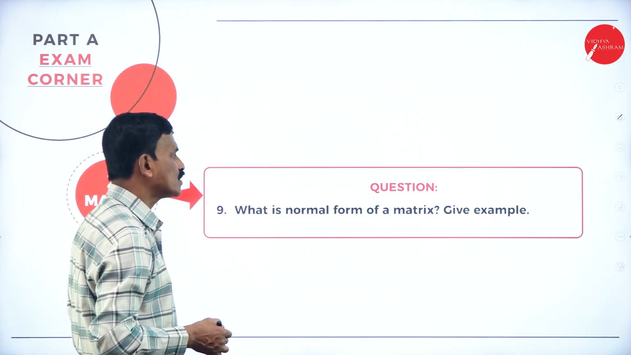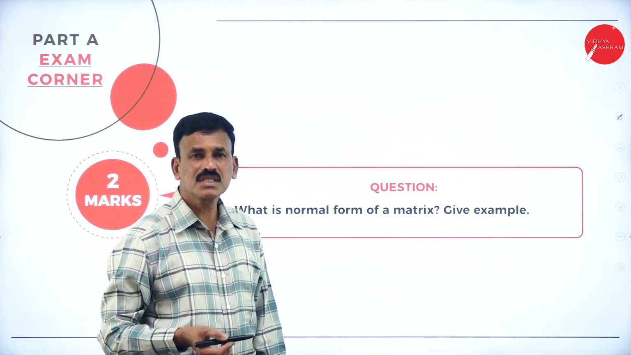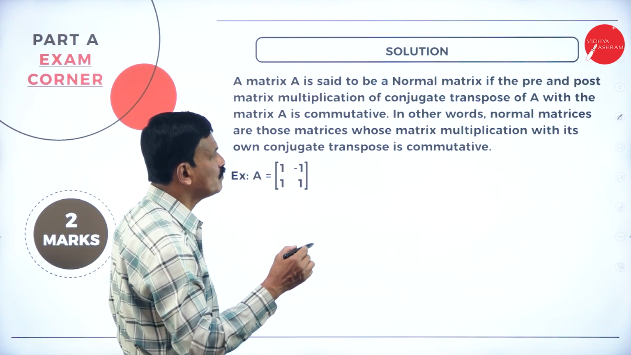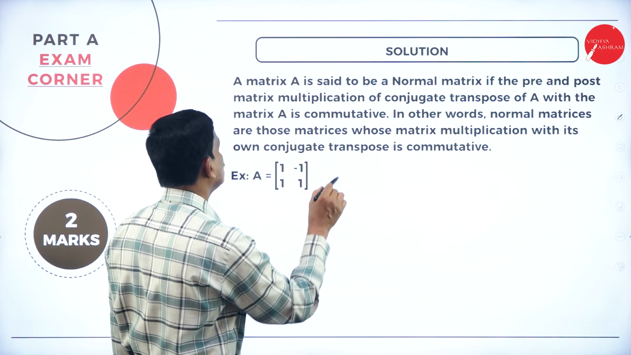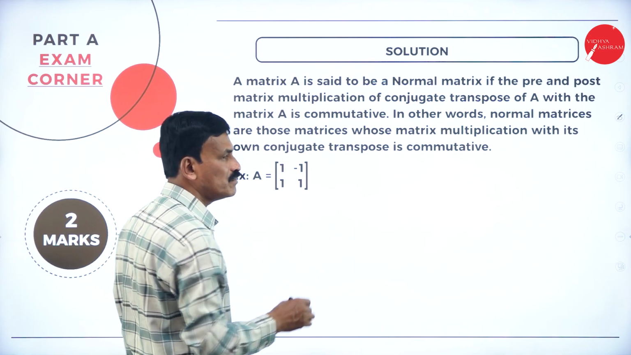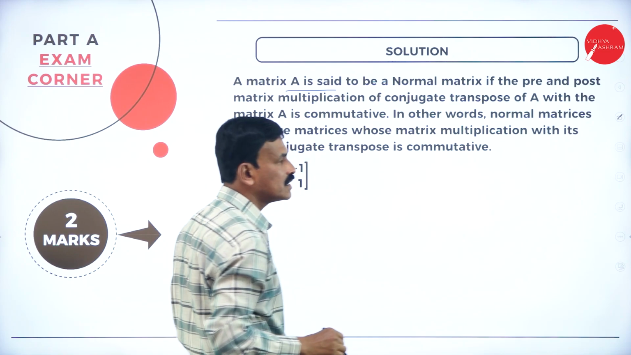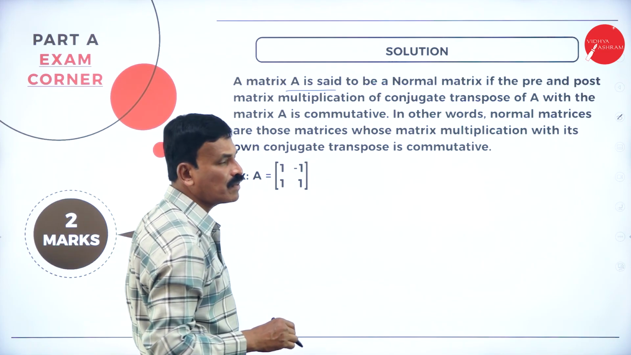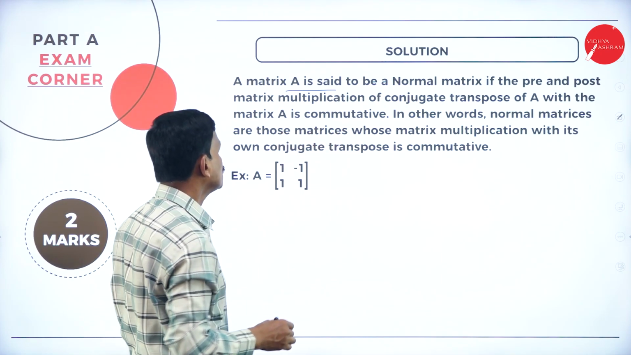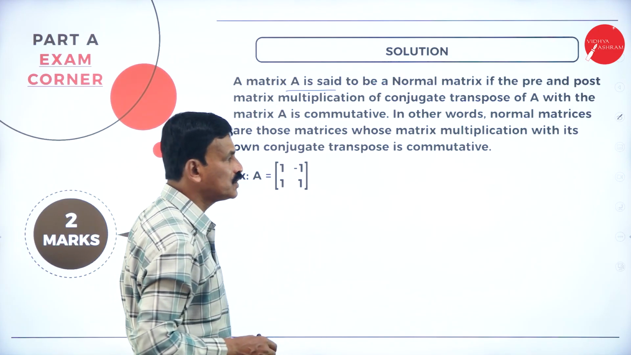What is the normal form of a matrix? Give an example. Normal form of a matrix with an example. A matrix is said to be a normal matrix if pre and post matrix multiplication of the conjugate transpose of A with the matrix A is commutative.